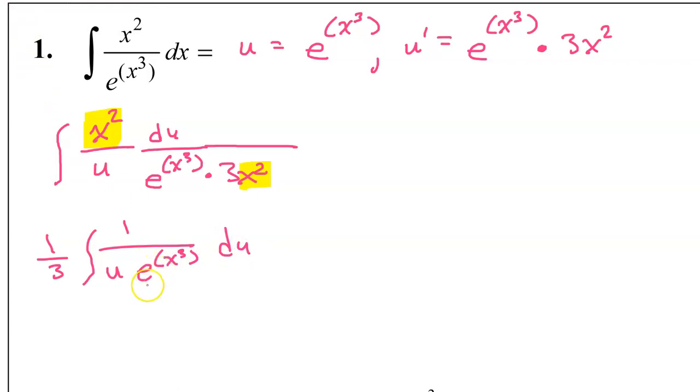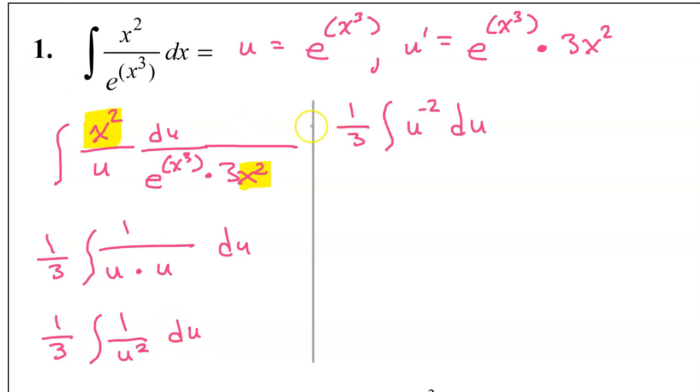For a split second, we are worried about this e to the x cubed power, which wouldn't fit any of our integral rules. However, we remember that u equals e to the x cubed power. So this expression is just another u. So we actually have 1/3 times the integral of 1 over u squared du. Let's rewrite 1 over u squared as u to the -2 power. So this will make it easier to apply the power rule of integration.